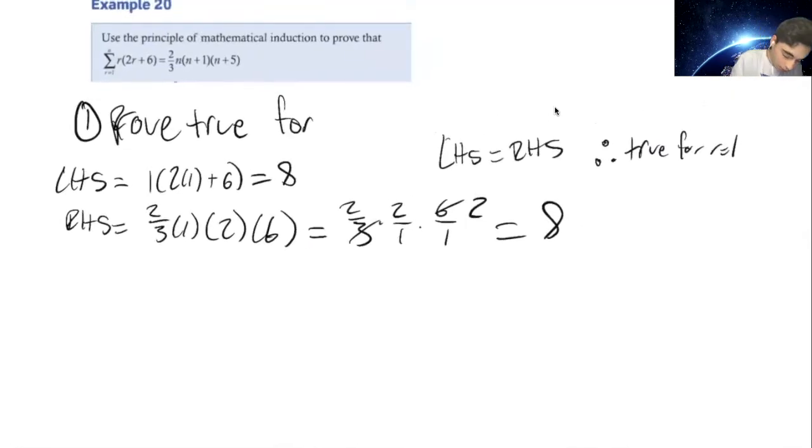All right, step 2. Just plug in k for all n. Oh, wait.